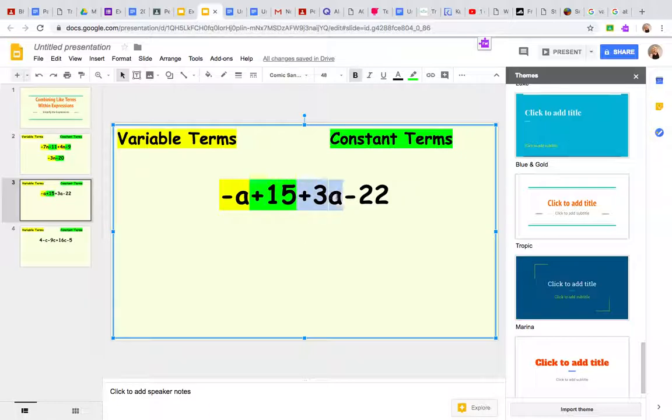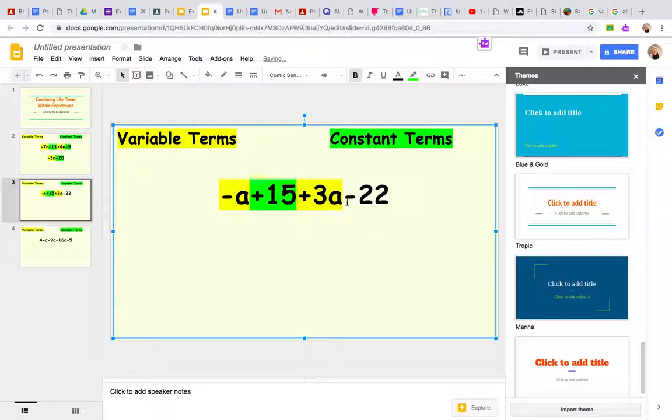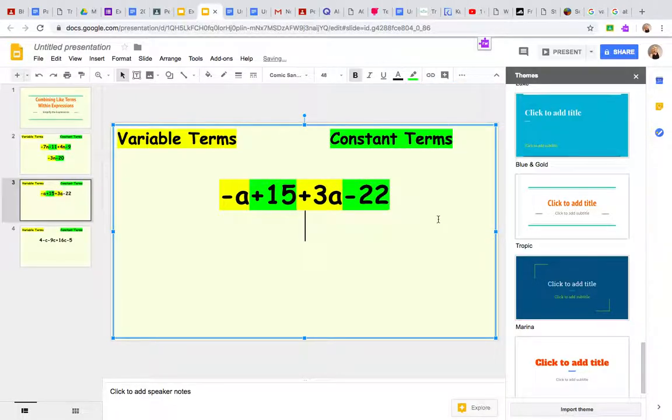Moving on, I have a plus 3a. This one is a variable term. I can see that variable a. I'm going to highlight that yellow. Then moving on, I have a minus 22. There's no variable there, so I know that that is a constant term. So I'm going to highlight that green. All right, so now we are ready to combine our terms.